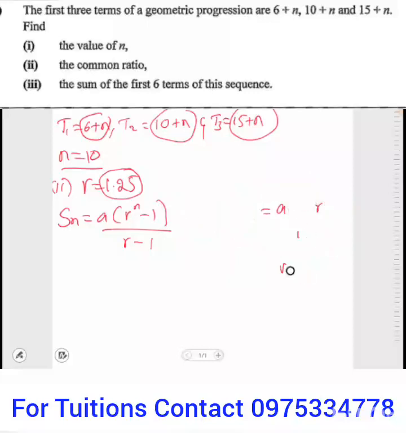So what you can do is say the sum of the 6 terms is equal to a, our first term. Our first term is this one, 6 plus n. So 6 plus 10, since we know n is 10. So a will be 16, since 6 plus 10, then open bracket.